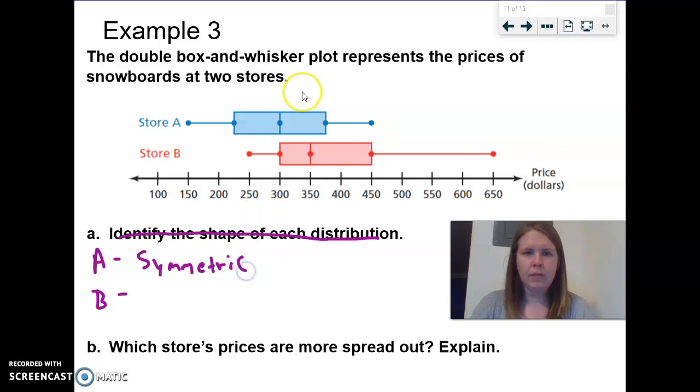It looks to be that the median is in the middle. My whiskers are about the same length. Okay.